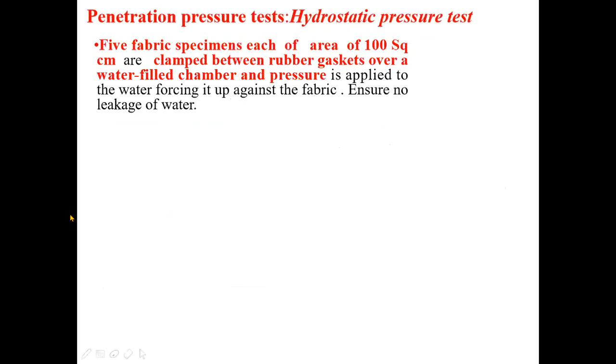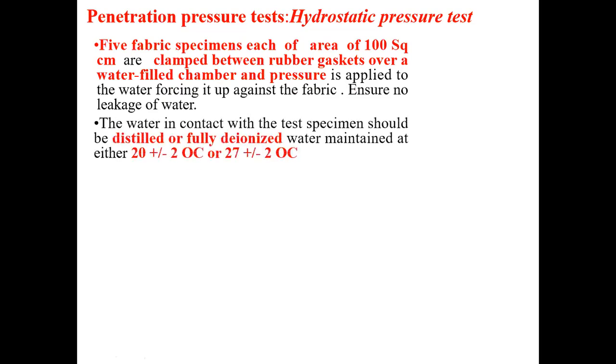So let us go through the experimental procedure. The 5 fabric specimens will be taken, each having an area of 100 square centimeter, and these fabric samples are clamped between the rubber gasket over the water filled chamber, and the pressure is applied to the water forcing it up against the fabric so that there is no leakage. The water in contact with the test specimen should be distilled water or fully deionized and should be maintained at 20 plus minus 2 degrees centigrade or 27 plus minus 2 degrees centigrade. This is for tropical countries like India, and this is for the other countries.